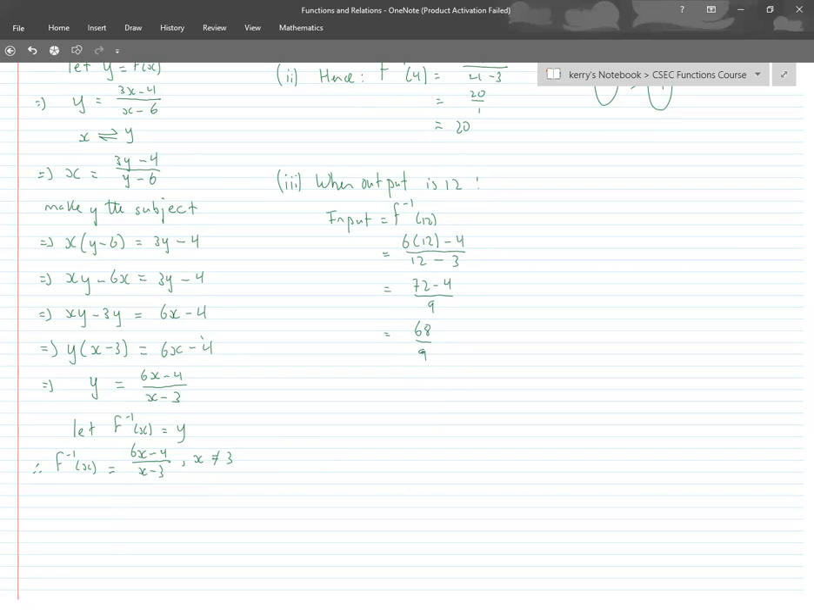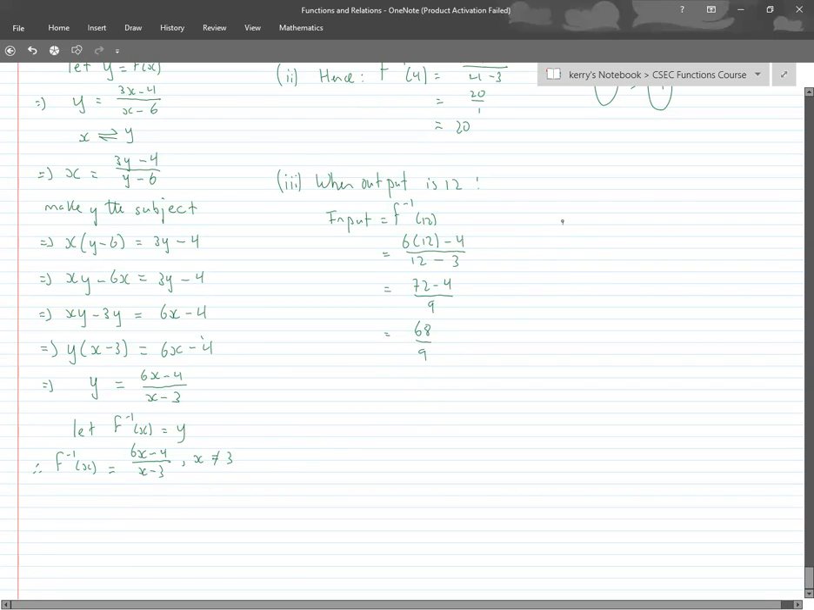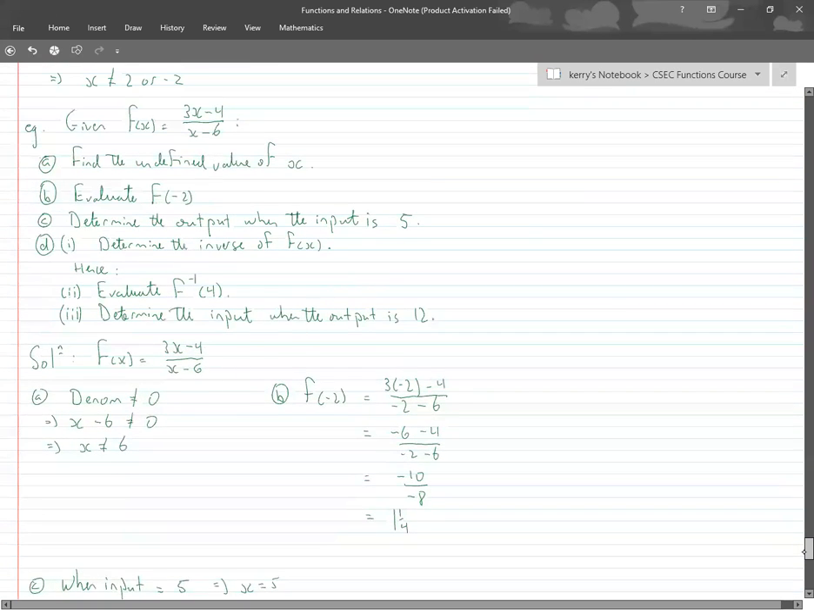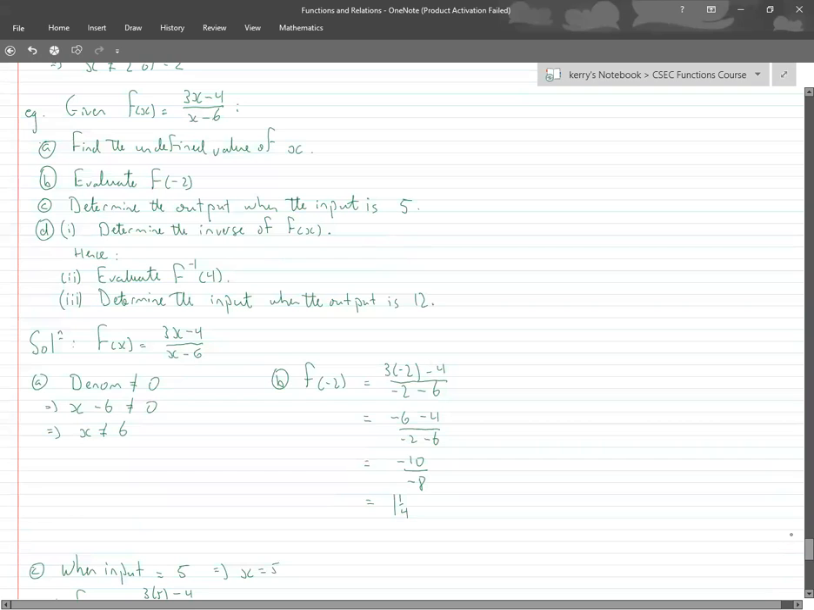So yeah, this is how we work. And again, what does this mean? When the output is 12, the input is 68 over 9. So this is how we work with these types of questions to find inverse and so on. So again, feel free to pause the video at any point. Go ahead and copy it down, try it out for yourself. Right, that's the way to improve in your maths.